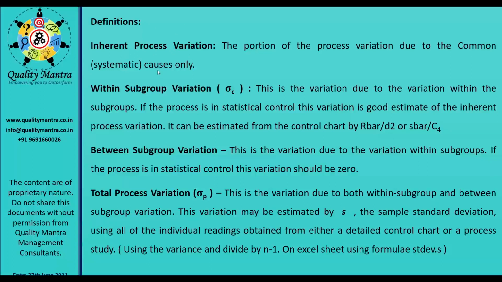So if it is in a state of statistical control, you can estimate the inherent process variation by calculating from the within subgroup variation data. How will you estimate it? It can be estimated from the control chart by R bar by D2 or S bar by C4. These are the two formulas you need to use for calculating within subgroup variation. Then between subgroup variation. This is the variation due to the variation between subgroups.